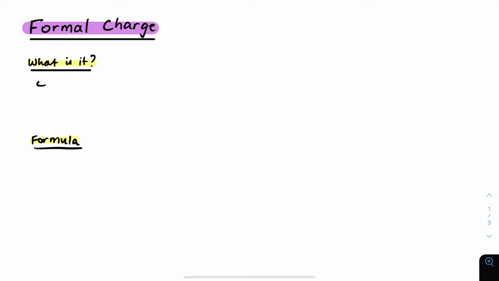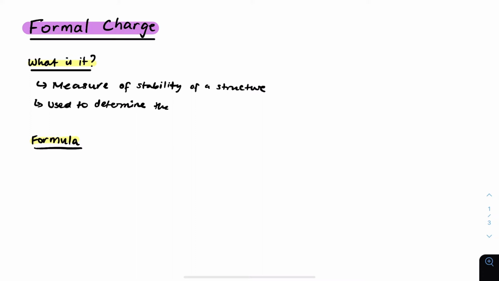It's a measure of stability of a structure and used to determine the preferred Lewis structure.